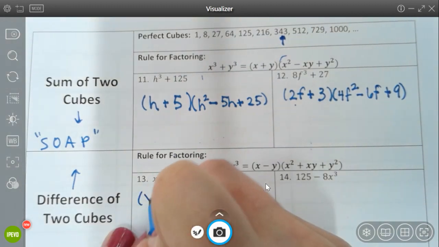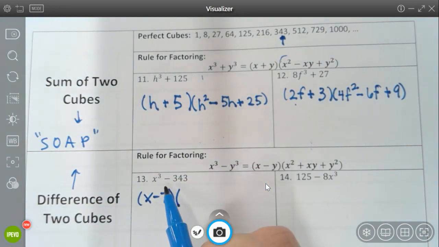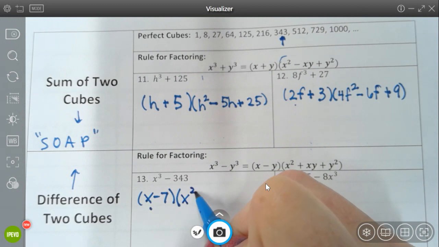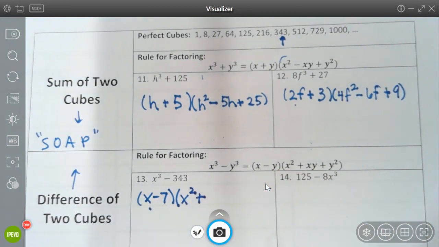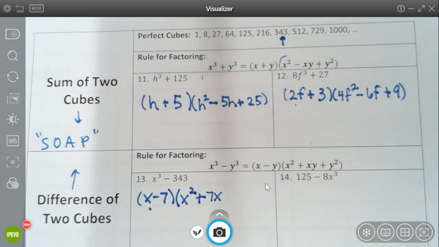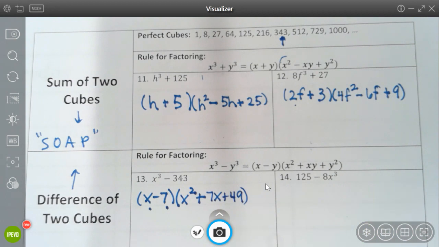So I'm going to start out with x minus 7. So I keep the same sign as the original problem. Then once I have the two cube roots, I look at the first one and I square it. Then I do the opposite sign. I multiply these two terms together, so x times 7, so 7x. And then I look at the last term and I square it, so 49. And remember, it's always positive at the end.